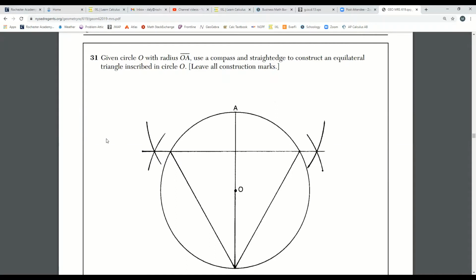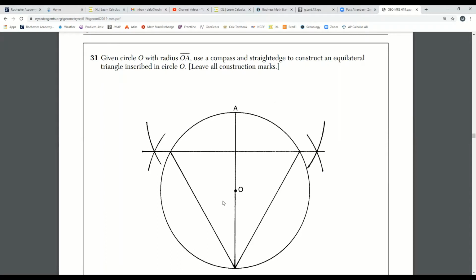Does this construct an equilateral triangle? Well, honestly, if I were grading this paper, I would have to sit down and do a little math to figure it out. Or I would need to construct an equilateral triangle on a piece of tracing paper and lay it on top of this to see if they actually did come up with an equilateral triangle here. But it turns out that they do.